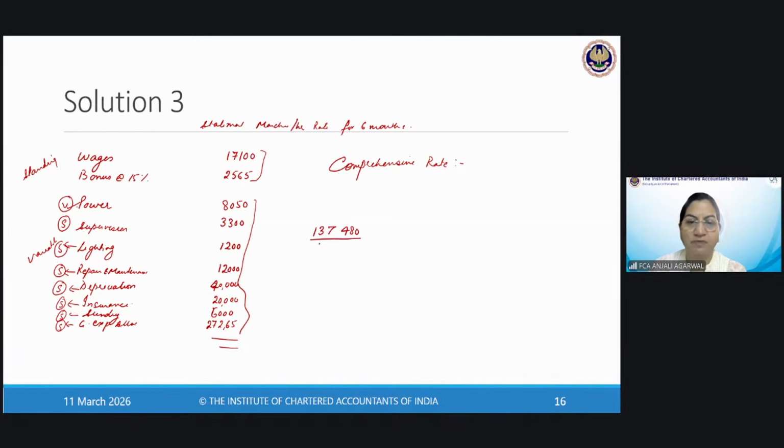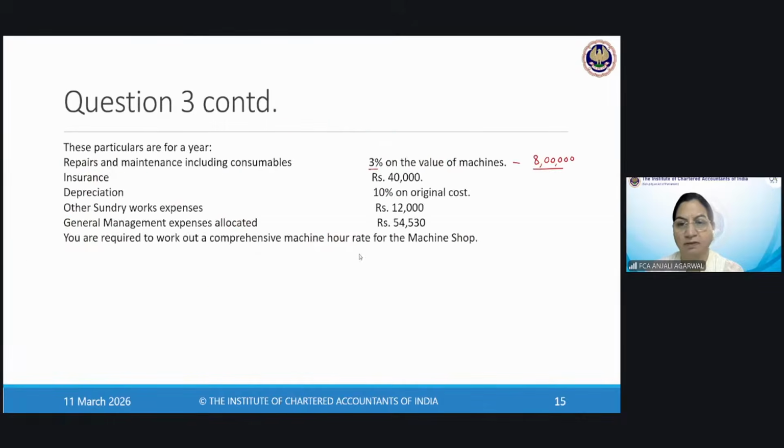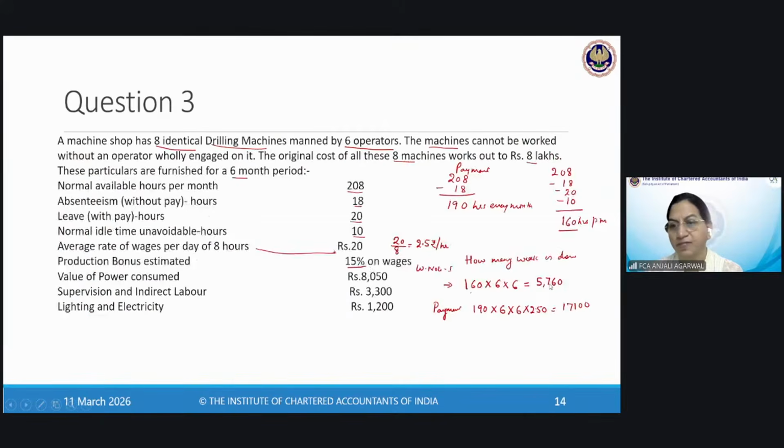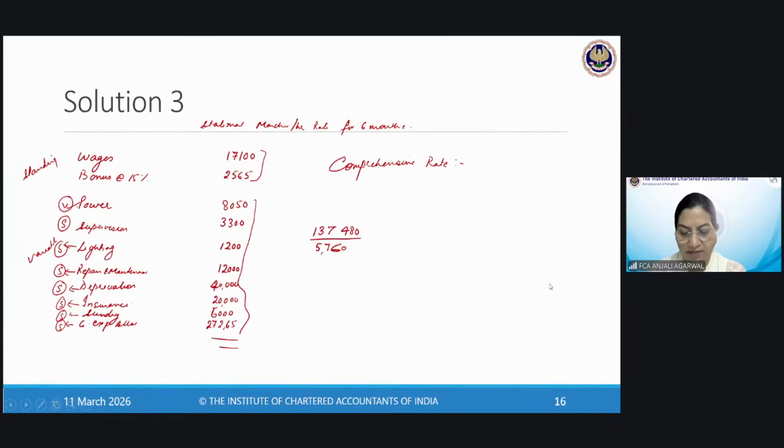And the machine hours were 5,760 in this 6 months period, right? 5,760. So your comprehensive machine hour rate, including wages, is 23.86. So rupee 23.87 per machine hour. So anytime the machine is running for 1 hour, you can charge 23.87 as a comprehensive machine hour rate.